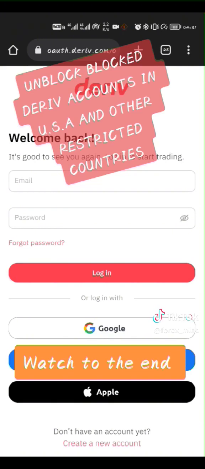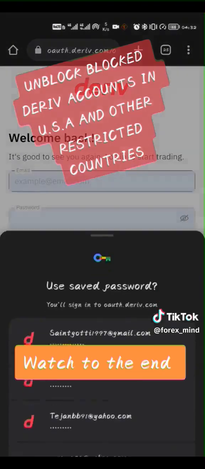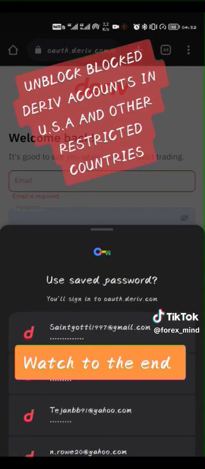Okay, today let's talk about DERIV account verification in USA, in Canada, in Rwanda, in United Emirates like Dubai and other restricted countries. And also let's talk about blocked accounts in those restricted countries. DERIV has restricted those countries, and there are people who open trading accounts using VPNs, but at the end some of them, the accounts get blocked while with funds inside.